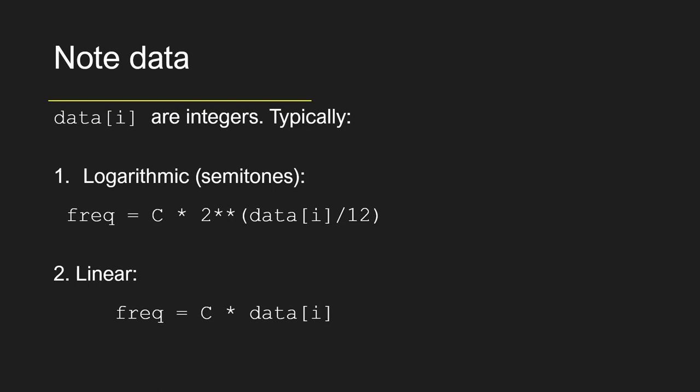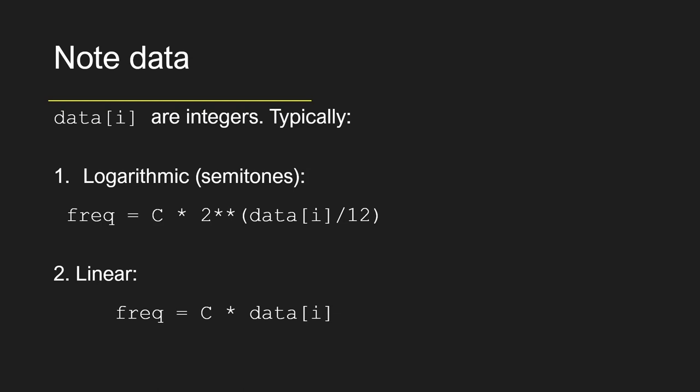Assuming that you want to store everything as integers, because integers are much more compact, you basically have two options. You can store your note data logarithmically as semitones, meaning that you calculate the frequency you're going to play as some constant C times 2 to the power of your integer note data divided by 12. Or you can store the note data linearly, meaning that the frequency is just some constant C times the frequency value that you've stored in the data.